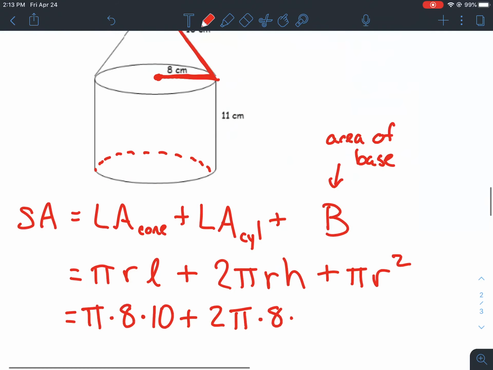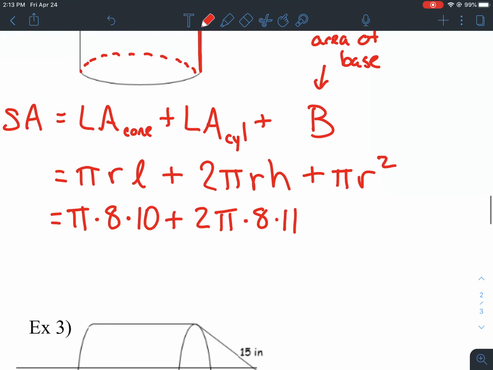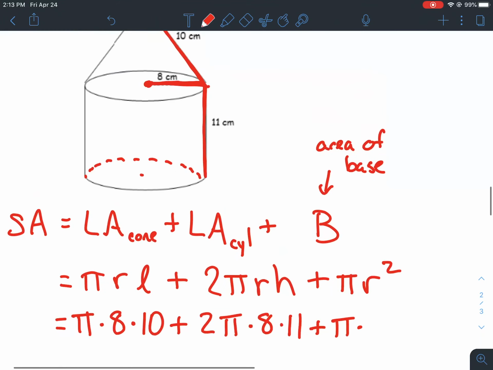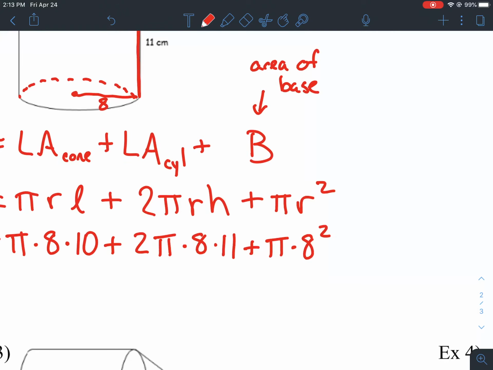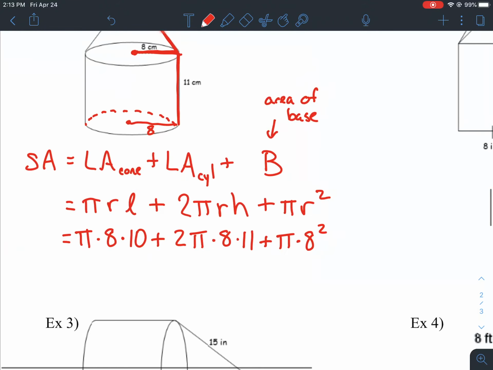Times h, what is the height of the cylinder? We can see that the height is 11. So now we're done with that portion. Plus pi times r, which is the radius, which is again 8 squared.